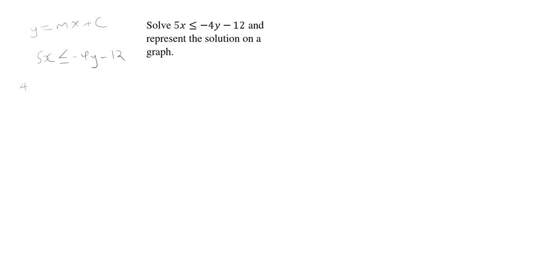4y less or equal to negative 5x minus 12. We divide through by 4. We shall have y less or equal to negative 5 over 4x minus 3. Now, we are assuming our less or equal sign is an equal sign.